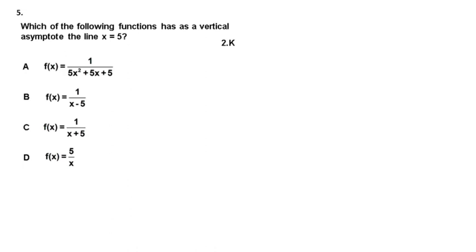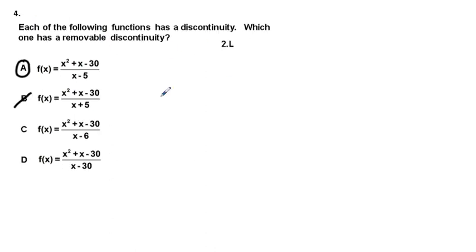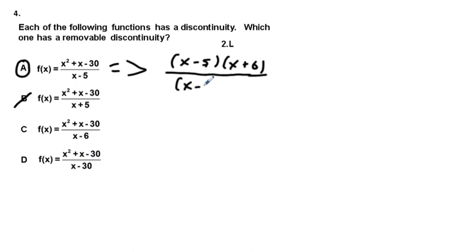Again, an asymptote question. Which of the following functions has as a vertical asymptote the line x equals 5? Well, before I do that, let me go back to 4. We can take this answer choice A and factor the numerator into (x minus 5)(x plus 6). The x minus 5 in both the numerator and the denominator will cancel each other, leaving x plus 6, which, when we graphed it, looks like the graph of y equals x plus 6.